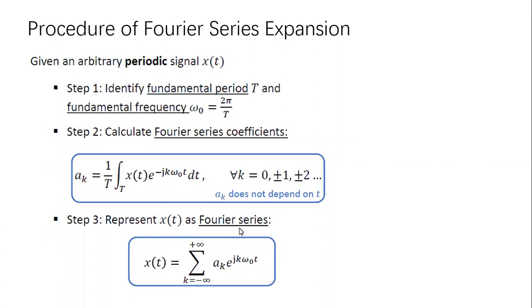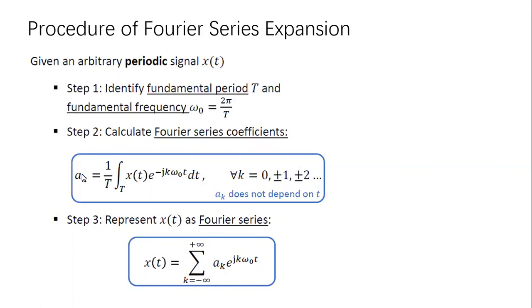We have a routine procedure to calculate the Fourier series of any arbitrary periodic signal x of t. It consists of three steps. The first step, identify the fundamental period T and also the fundamental frequency omega zero. It is 2 pi over T. This is an easy step.